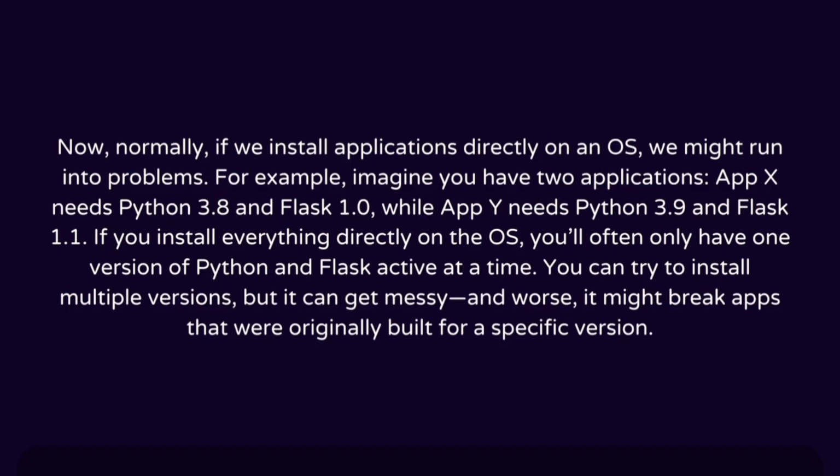Now, normally if we install an application directly on the OS, we might run into problems. For example, imagine you have 2 applications. App X needs Python 3.8 and Flask 1.0, while App Y needs Python 3.9 and Flask 1.1. If we install everything directly on the OS, you often only have one version of Python and Flask active at a time. You can try to install multiple versions, but it can get messy. And worse, it might break the apps that were originally built for a specific version.